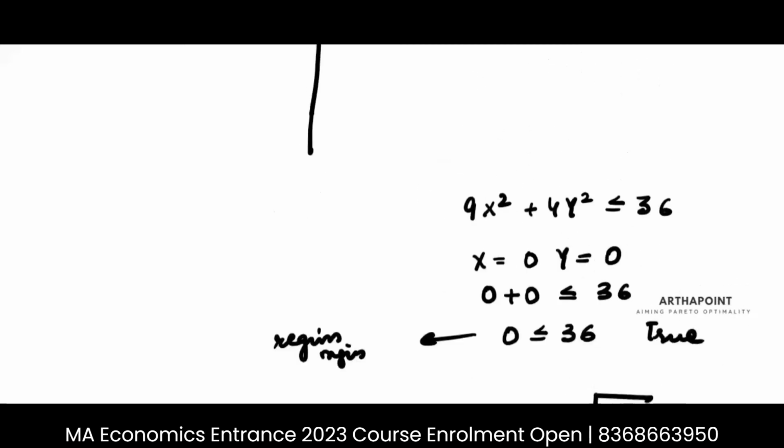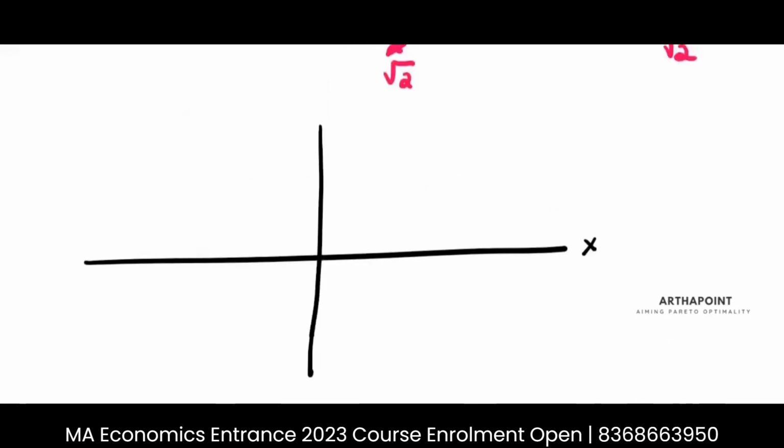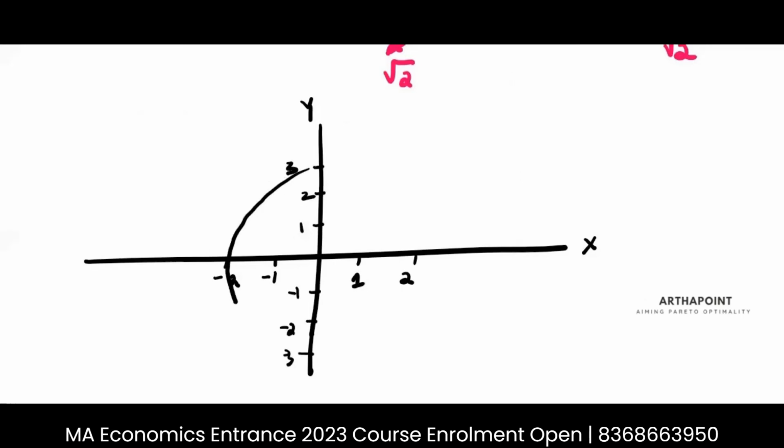So if I have to plot this, I will have x here and y here. This is 1, 2, minus 1, minus 2, and 1, 2, 3, and I have minus 1, minus 2, and minus 3. So this is somehow how my ellipse is going to look.